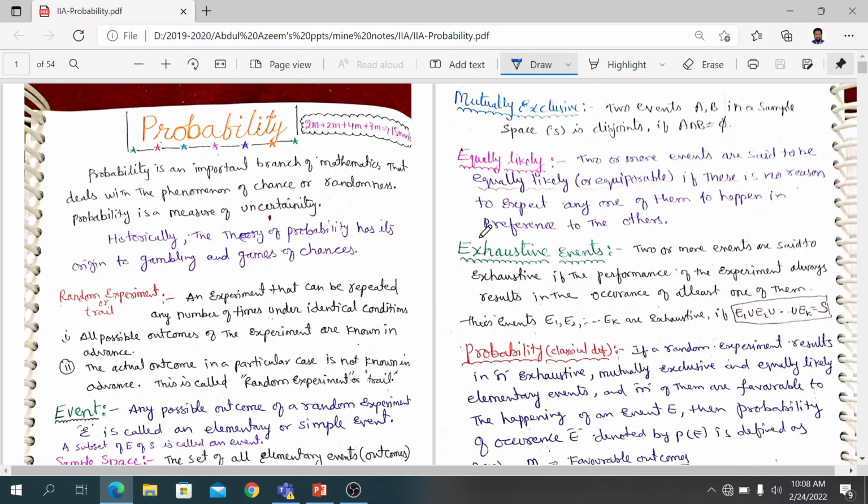Next, exhaustive event. Two or more events are said to be exhaustive if the performance of the experiment always results in the occurrence of at least one of them. The events E1, E2, ..., Ek are exhaustive if E1 union E2 union ... union Ek is equal to S, that is, the whole sample space.